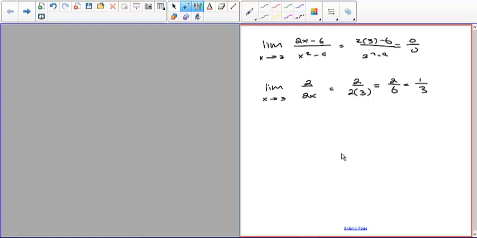Okay, so is that what you guys got? 1/3? So you take the derivative of 2x, which is 2. Derivative of negative 6 is 0. Derivative of x squared is 2x. At this point, if I plug it in, I've removed the indeterminacy.